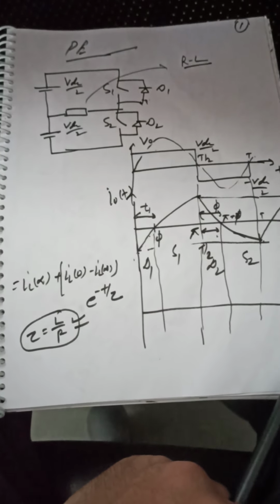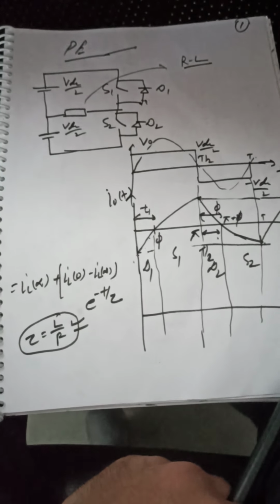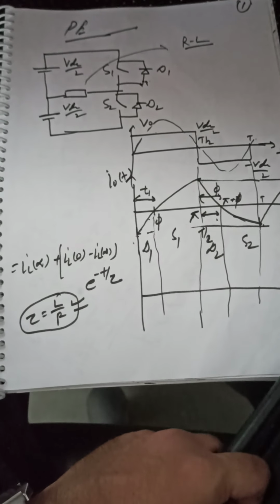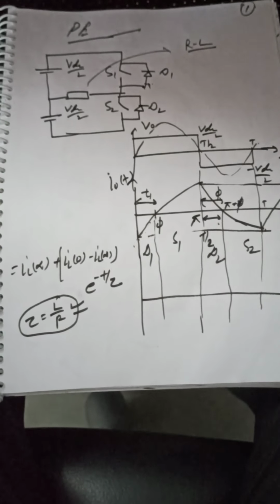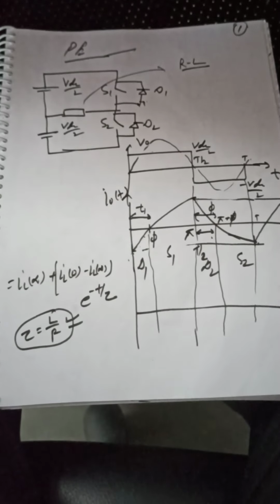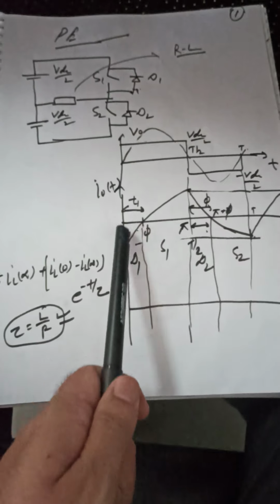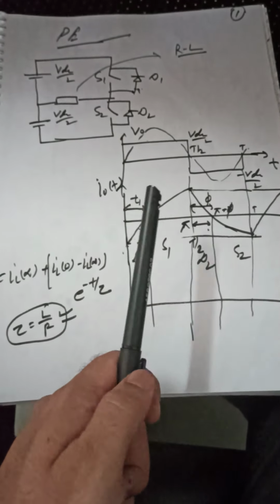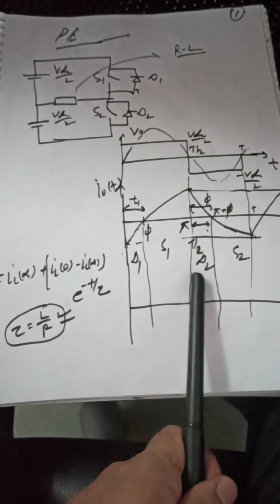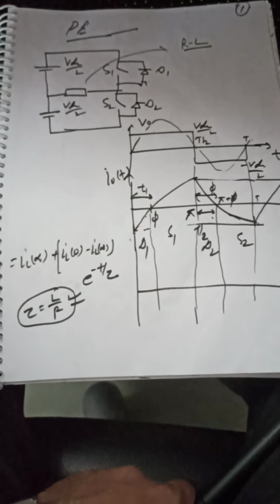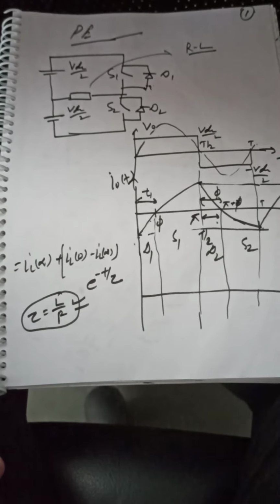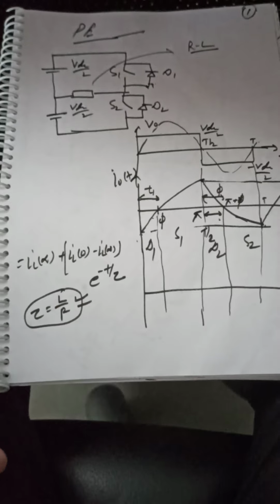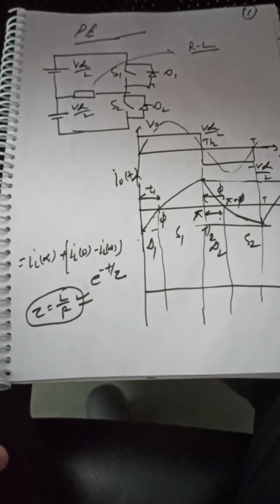Now, as we are well aware, the current in an RL load will lag the voltage, that is for sure. The current across the load will lag the voltage by a specific angle phi. That specific angle phi is marked here in the waveform. As the current is lagging, we can easily comment on the operation of the switch components, whether the switch will conduct or the diode will conduct. Depending upon the values of output voltage and output current, we can comment which of the devices will be conducting. So let's have a look at this.